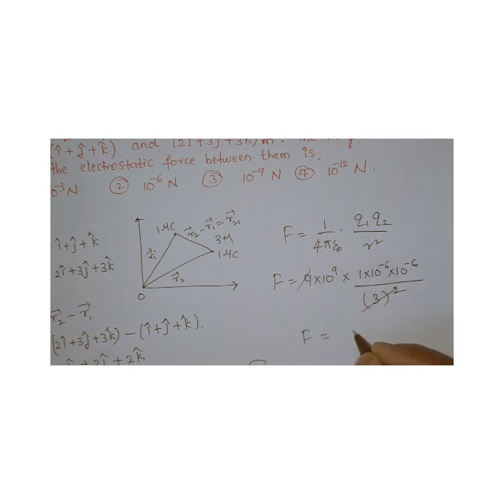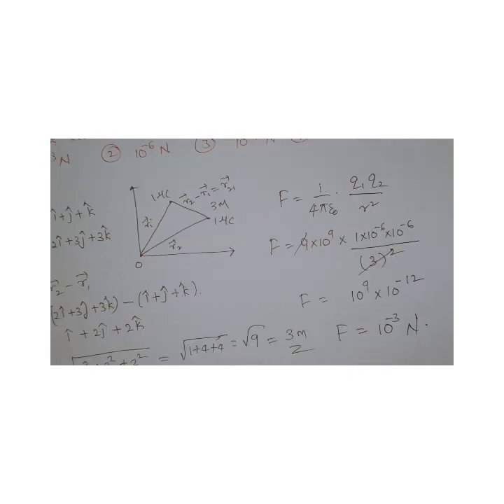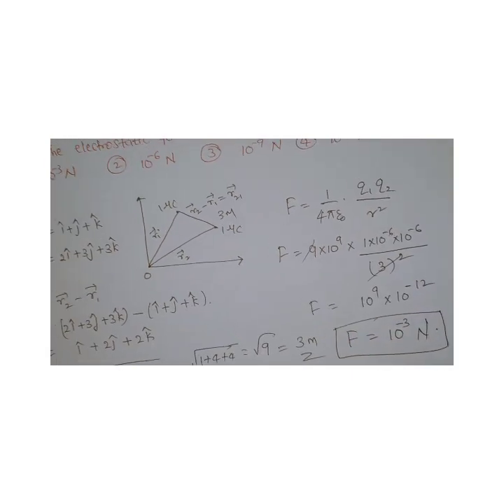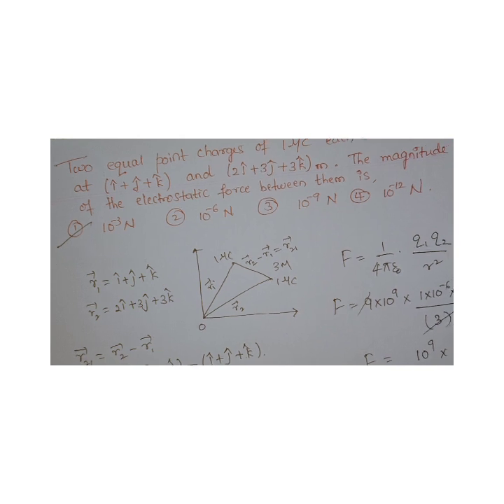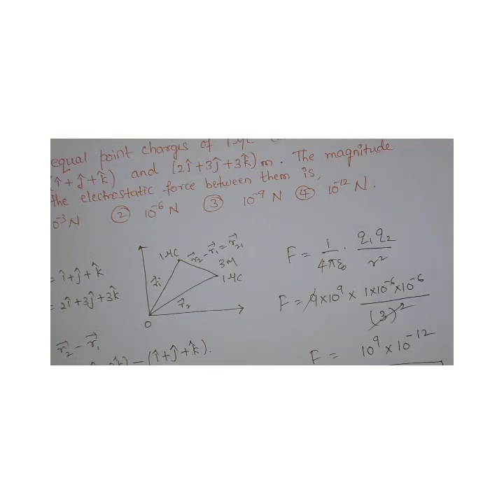9 by 9 cancels, so 9 into 10 raised to 9 into 10 raised to minus 6 minus 6, that is minus 12. So F is equal to 10 raised to how much? So the answer is 10 raised to minus 3. So orally you can do it very simply. Okay, so the answer would be 10 raised to minus 3 Newton.